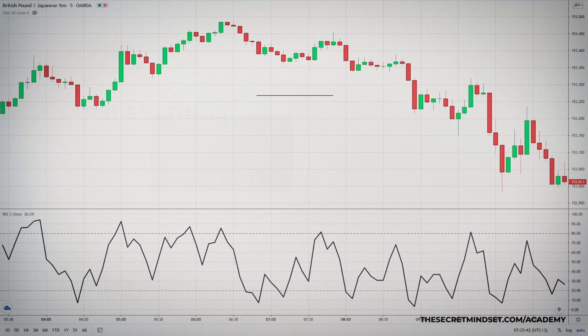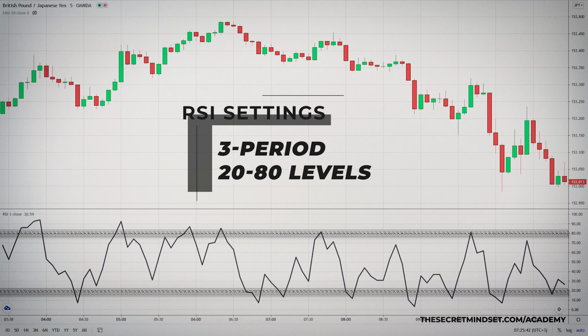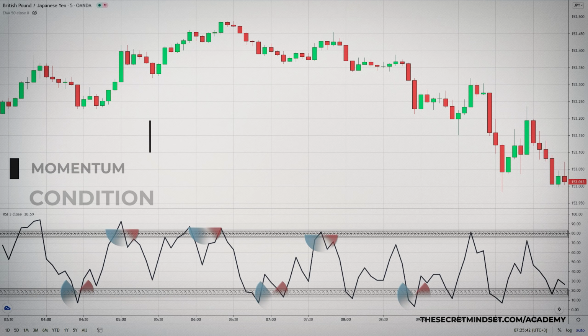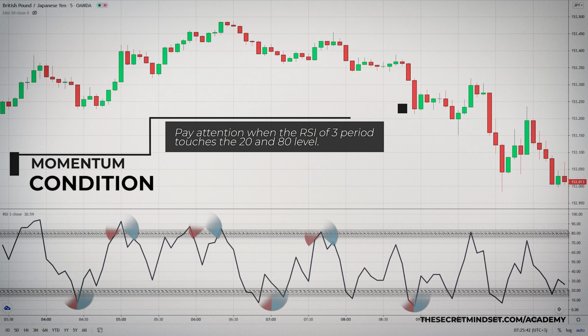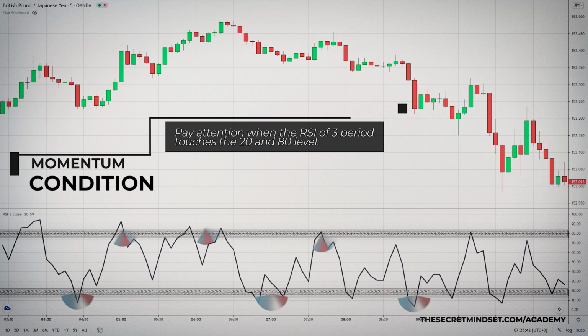But this system had some potential, so I've changed the RSI lookback period to 3. I've changed not only the RSI parameters, but also played around with the overbought and oversold readings, and found out that by using an 80 RSI reading for overbought and 20 RSI reading for oversold condition, I get more accurate signals. We'll pay attention when the RSI of 3 period touches the 20 and 80 level. It doesn't need to go deeper into oversold or overbought. As long as the RSI touches the lines, we'll have the first condition in our strategy, the momentum condition.